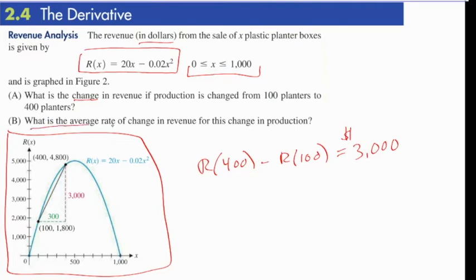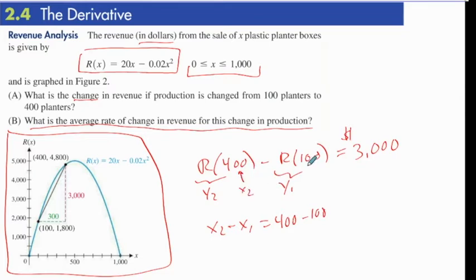What is the average rate of change in revenue for this change in production? So this is, remember, whenever we evaluate a function, these are our y's. This is y2 minus y1. I need to find out what x2 minus x1 is equal to. Well, that's 400 minus 100. That's my x2, and there's my x1. And that would give me 300 in the change in production.